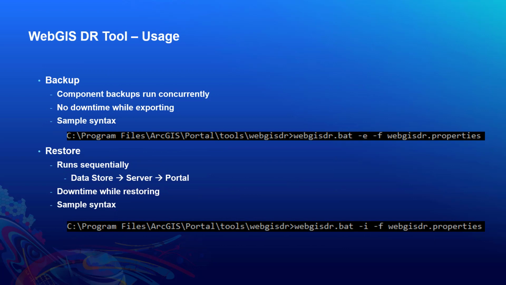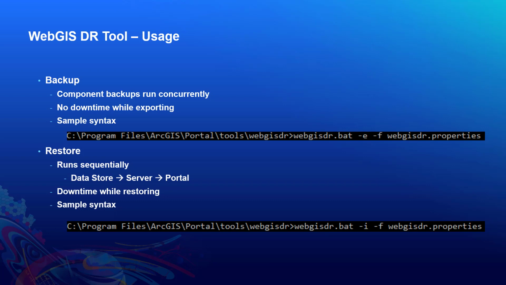When you're using the DR tool to create a backup, all components are backed up concurrently, meaning as soon as you run the DR tool, it starts the backup for portal, server, and data store, and any other federated server at the same exact time. Now there's no downtime while exporting, but there is going to be some increased CPU usage on the machine as the backups are getting created. Now the syntax to create a backup is to use the -e or --export argument to export, and -f or --file to provide the path to the WebGIS DR properties file that you've populated.